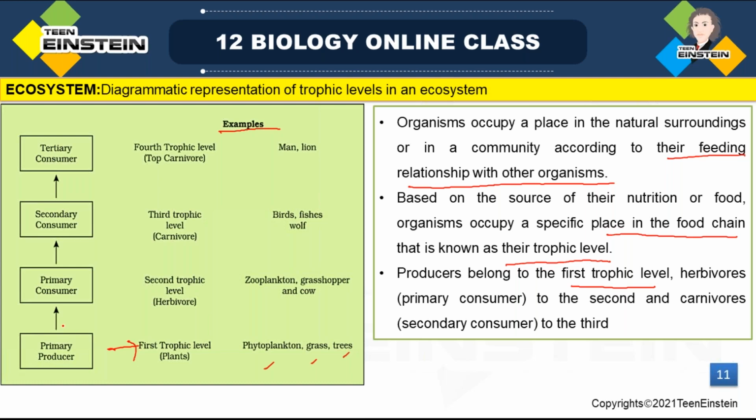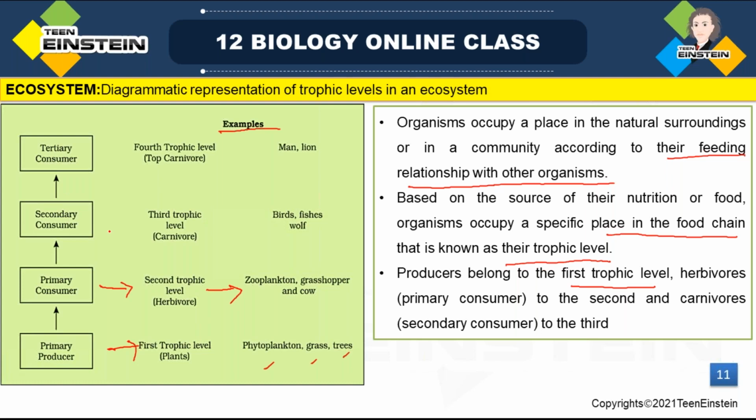Then from primary producers, energy is flowing to primary consumers. These are the first consumers, primary consumers. And they are heterotrophs. From here onwards, we can see heterotrophs. Only plants, the primary producers, are autotrophic. All other consumers come under heterotrophic. So primary consumers are coming under the second trophic level. Zooplankton, cow, grasshopper, all these are primary consumers, belonging to the second trophic level.